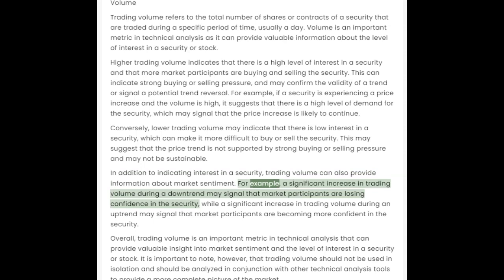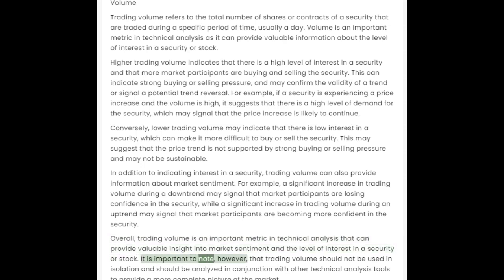For example, a significant increase in trading volume during a downtrend may signal that market participants are losing confidence in the security, while a significant increase in trading volume during an uptrend may signal that market participants are becoming more confident in the security. Overall, trading volume is an important metric in technical analysis that can provide valuable insight into market sentiment and the level of interest in a security or stock.